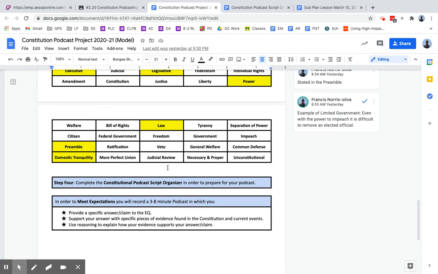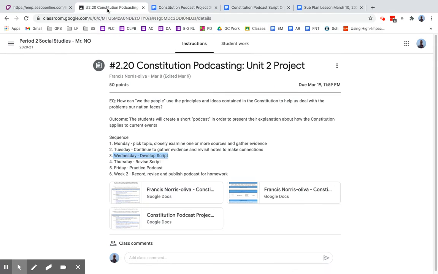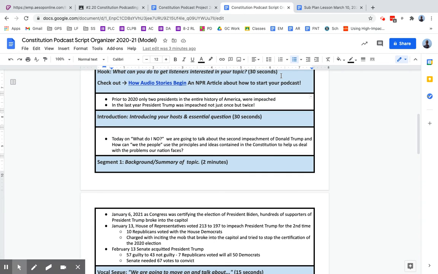I've made my connection, so it's now time to go to step 4, which is a different document. It's the second document in lesson 2.20. So you go back to lesson 2.20, find the document called Constitution Podcast Script Organizer, and open that up.